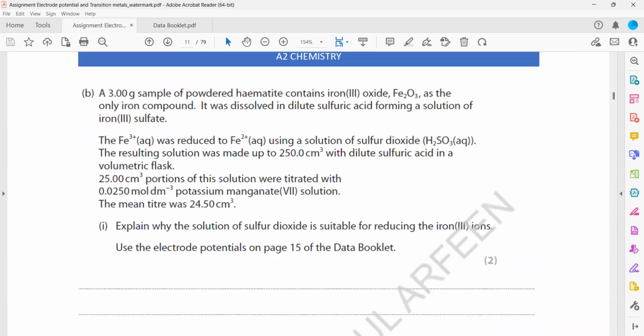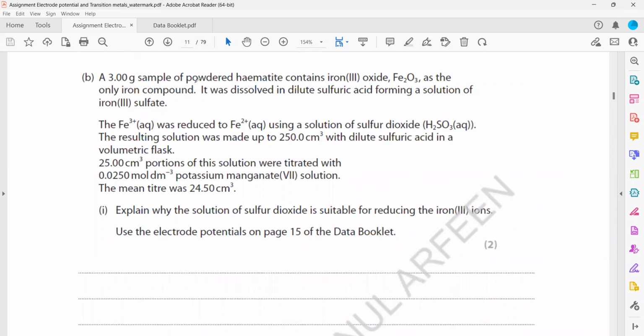Then in part B, 3 grams of powdered hematite, which contains iron 3 oxide, the only iron compound, was dissolved in sulfuric acid. The iron 3 was reduced to iron 2 using a solution of sulfur dioxide. The resulting solution we make up to 250 cm cube, and we took out 25 cm cube and titrated with manganate. So we have the volume and concentration.